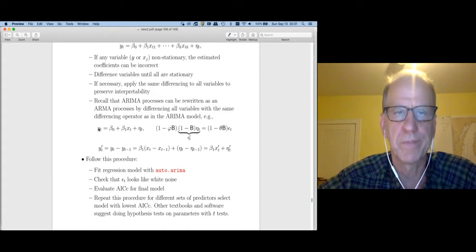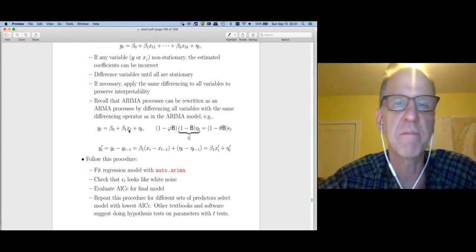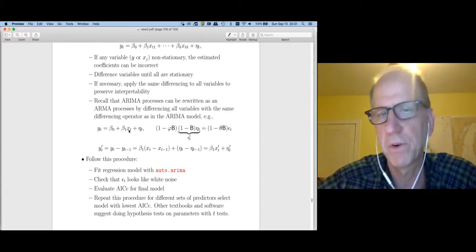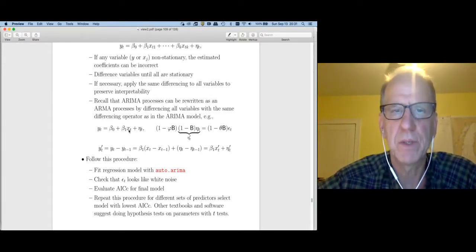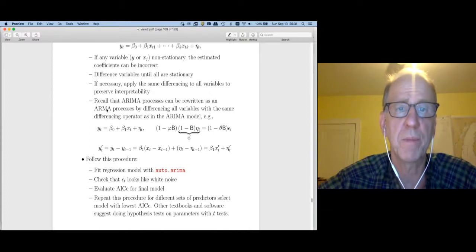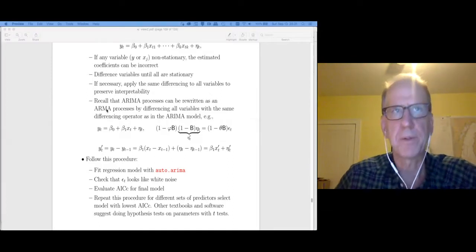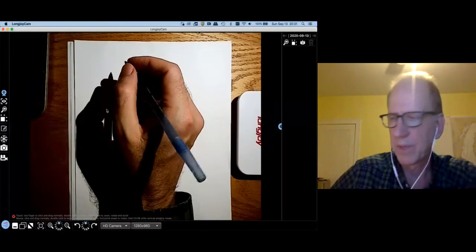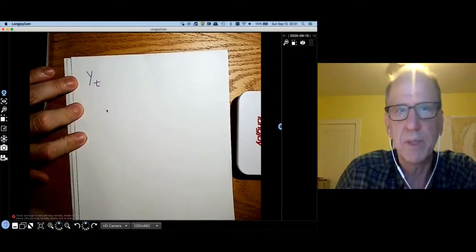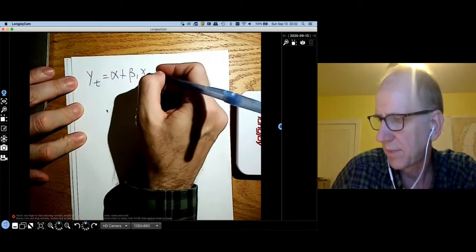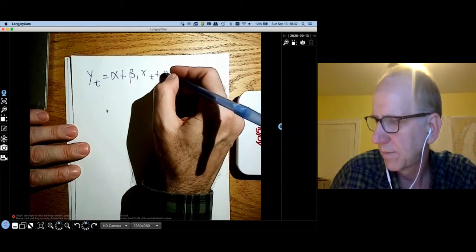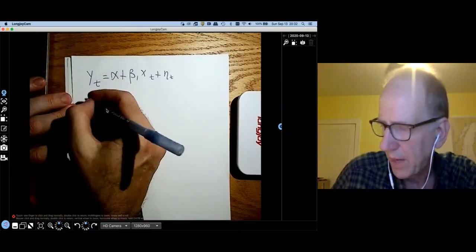Let's see how that works. I'm going to assume just a single x, so I don't want to have more than one subscript in this class if I can avoid it, and therefore let's just have one x. My claim is, if I difference the x's and the y's, I'm going to end up with an ARIMA process. So let's go write that out. I'm going to go over to my document camera. So this was my model. Y sub t is equal to alpha plus beta 1 times x sub t plus my errors eta t. So if this were non-stationary, I would compute differences.